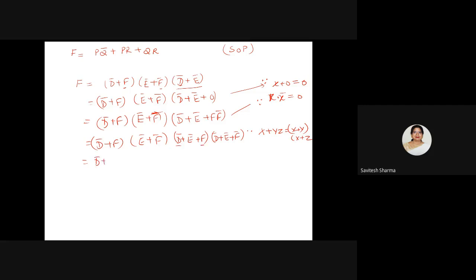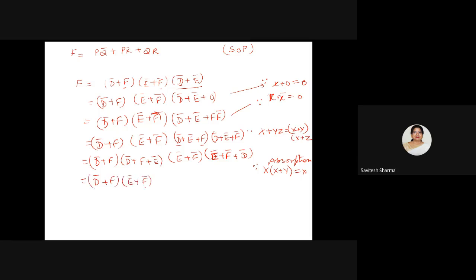Then I will take the terms that are the same on one side. So I am taking this term here, and this term here. E bar plus F bar plus D bar. I am writing like this so that you can identify the form x plus y is equal to x. So I am applying the absorption theorem. So this is D bar plus F, and this is your E bar plus F.